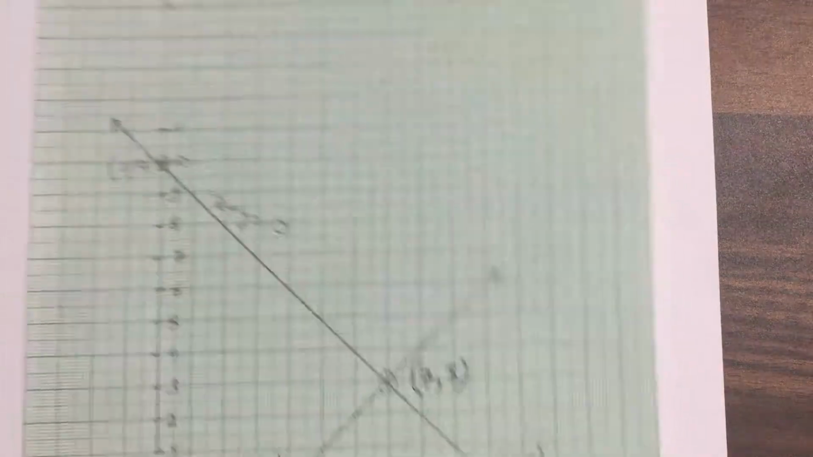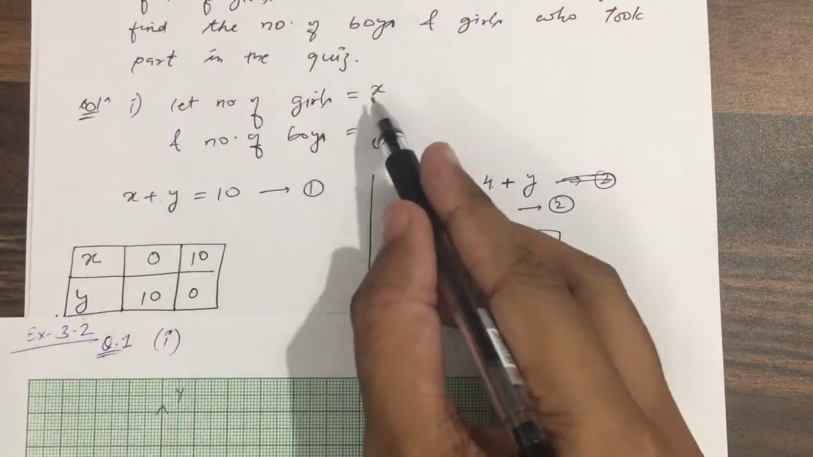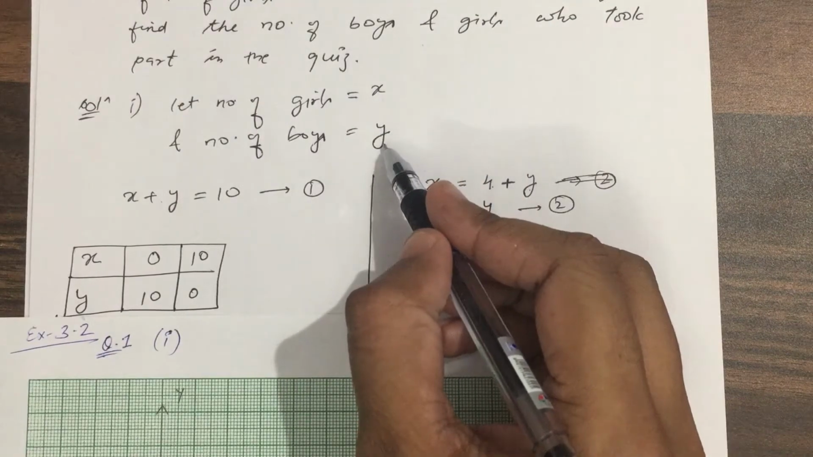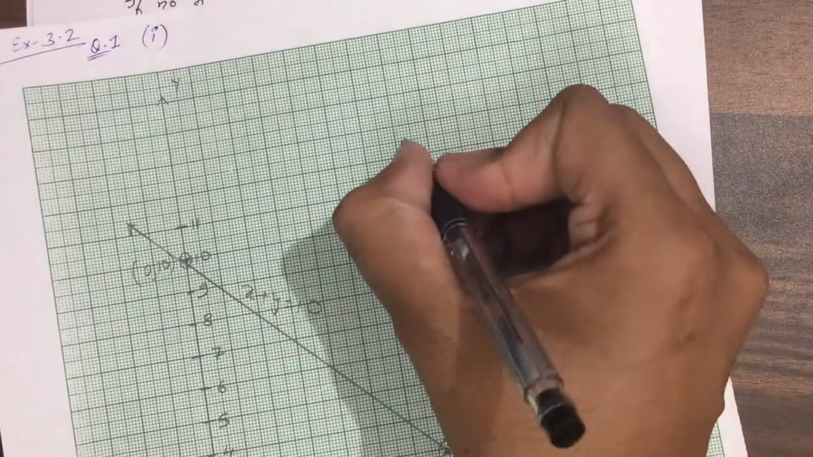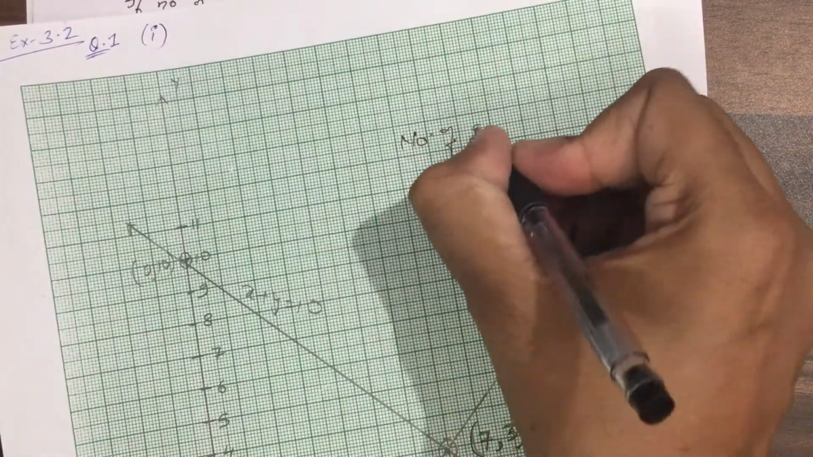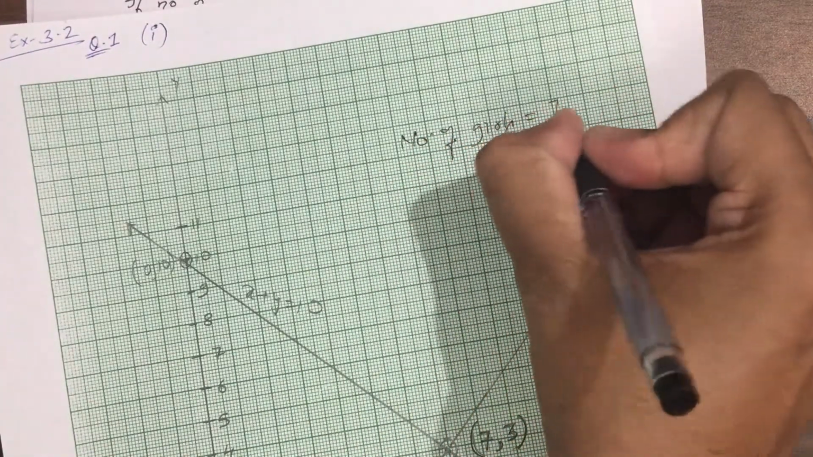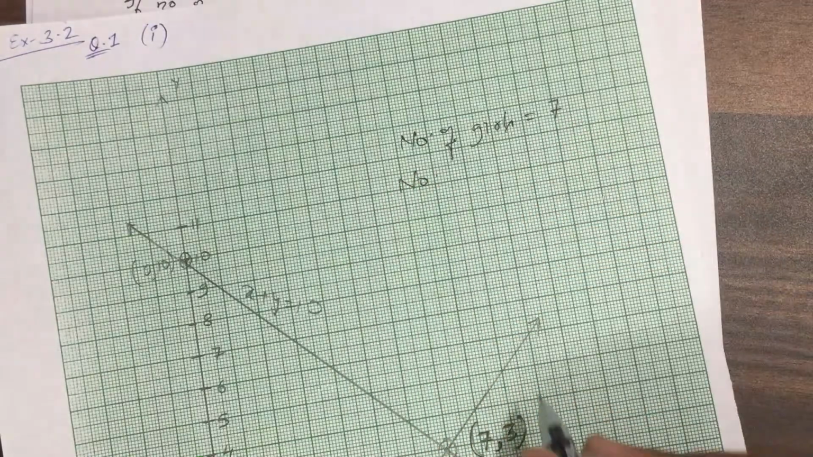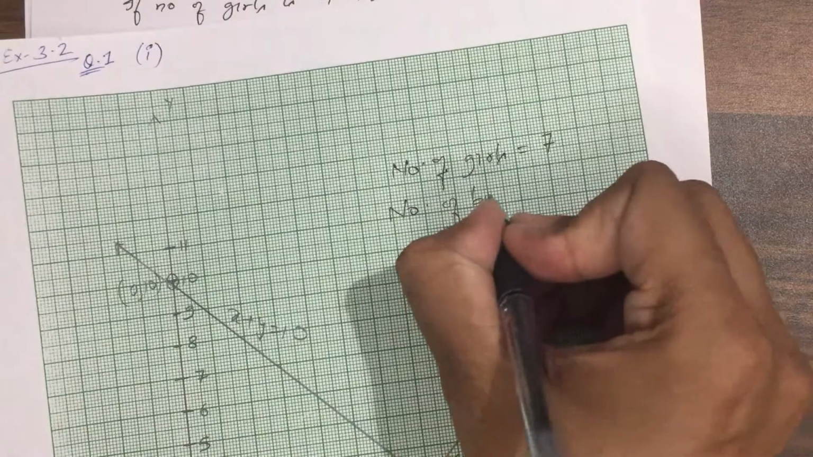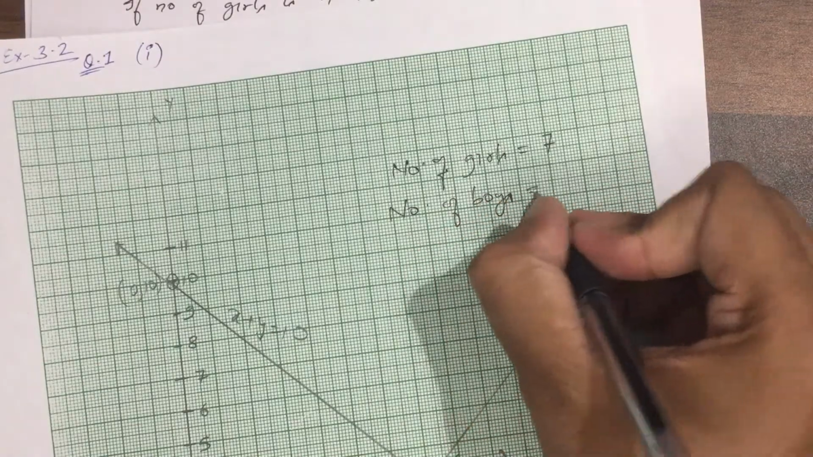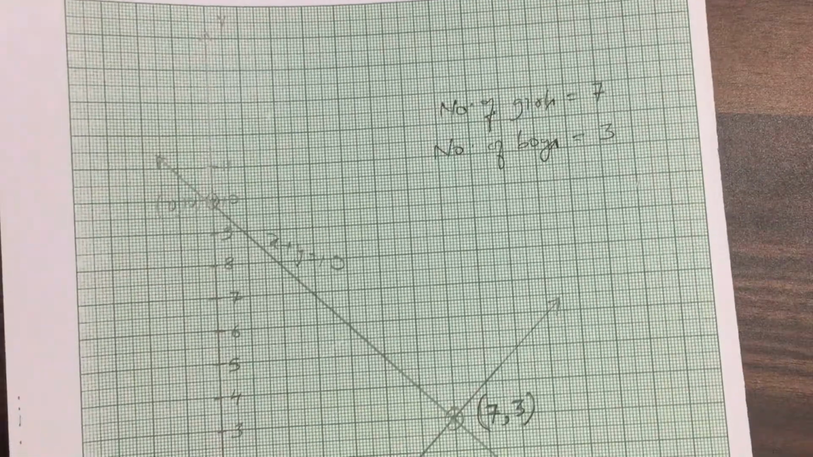Initially we took the number of girls equal to x and the number of boys equal to y. So this 7 represents the number of girls, so number of girls equal to 7, and the y coordinate represents the number of boys, so number of boys equal to 3. This is our final solution of the first part.